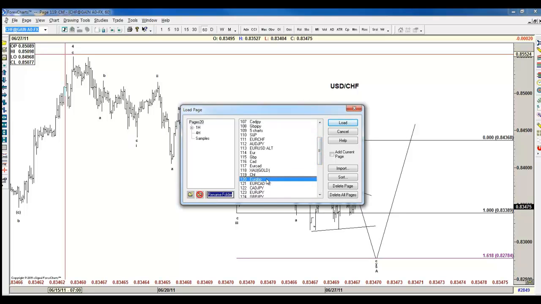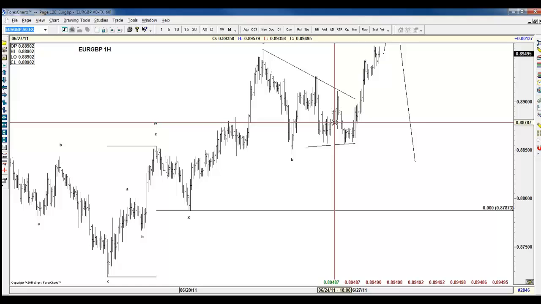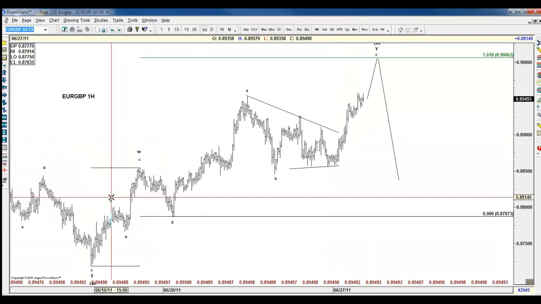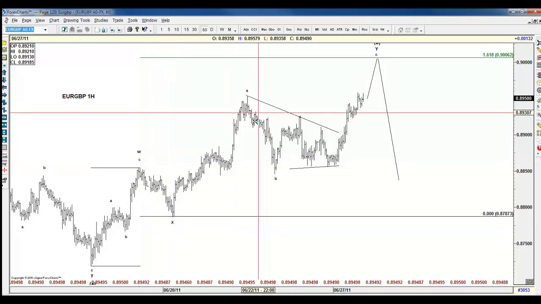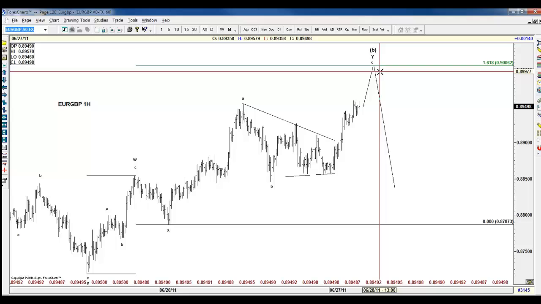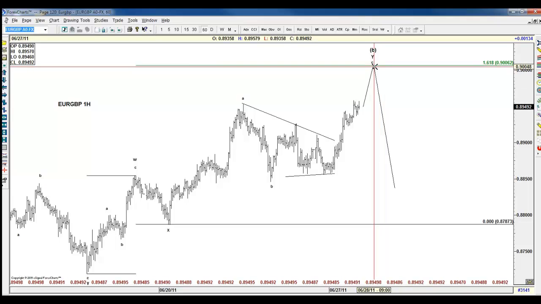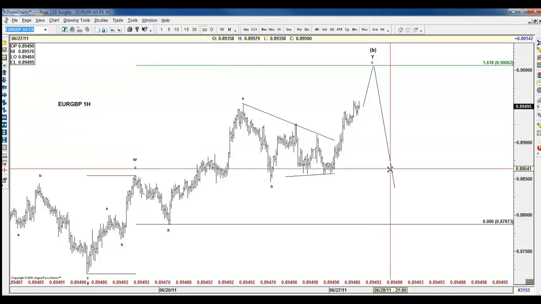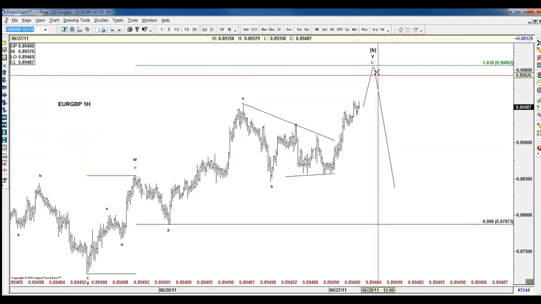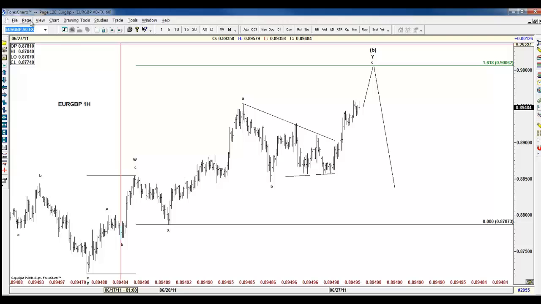Let me see another euro pair, the euro pound. This is what I see in the euro pound. I see ABC, W, X, Y, ABC, and then getting close to the completion and proving that the euro is going to be relatively weak against the pound.